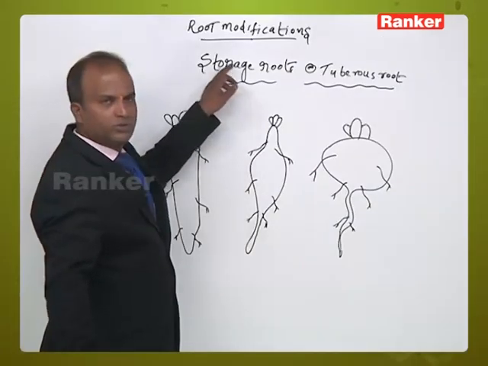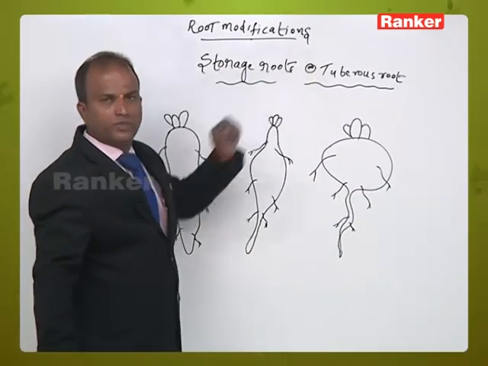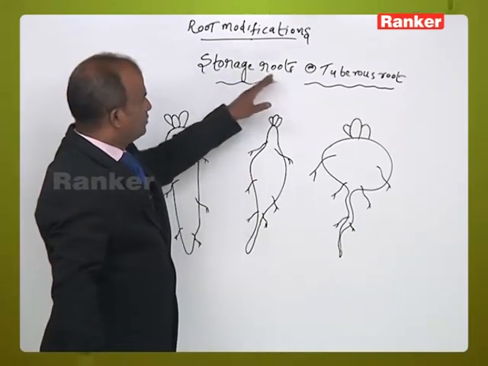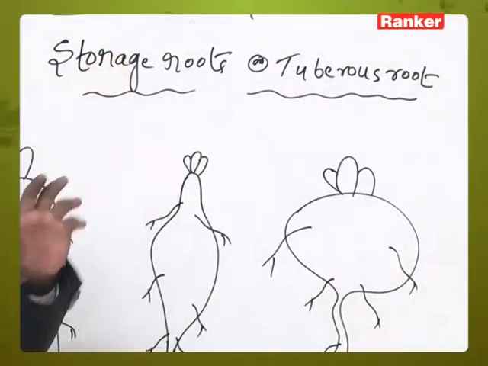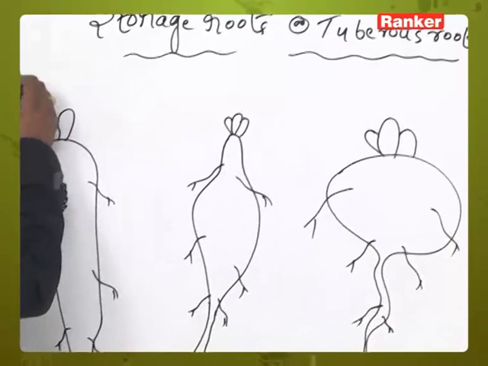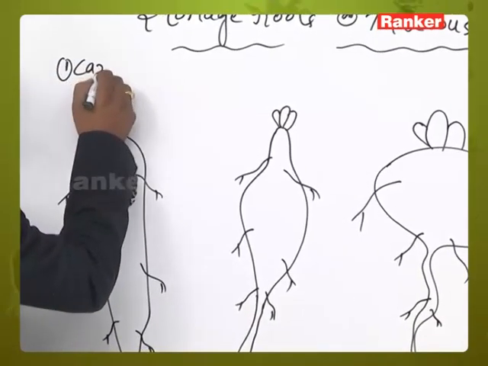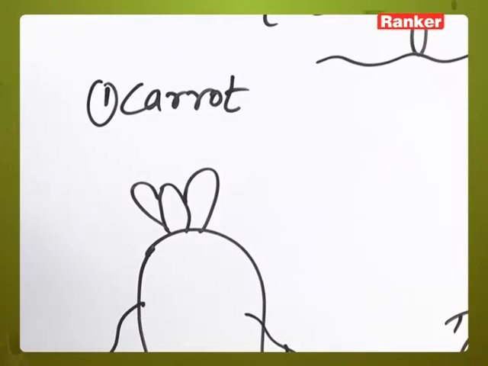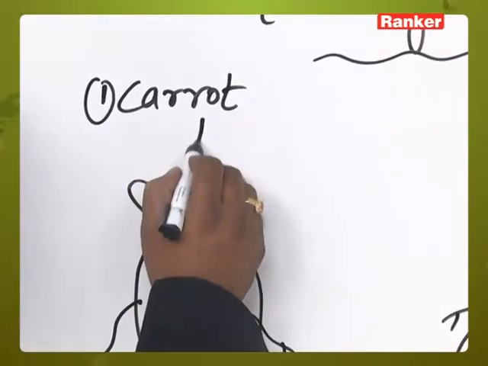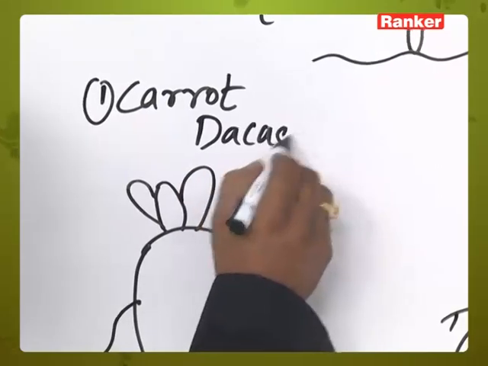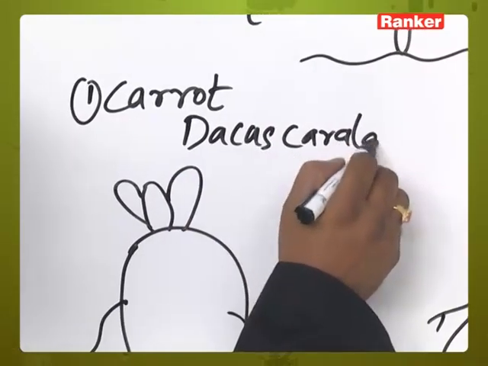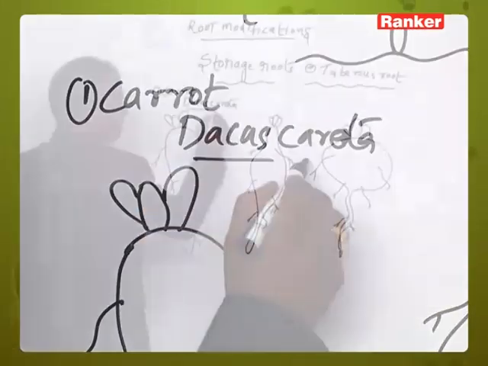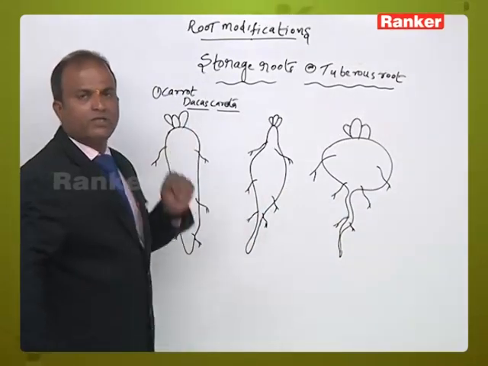Now we go to storage roots or tuberous roots. So what are the main examples? One is carrot. What is the scientific name of carrot? That is Daucus carota. Daucus carota is the scientific name of the carrot.